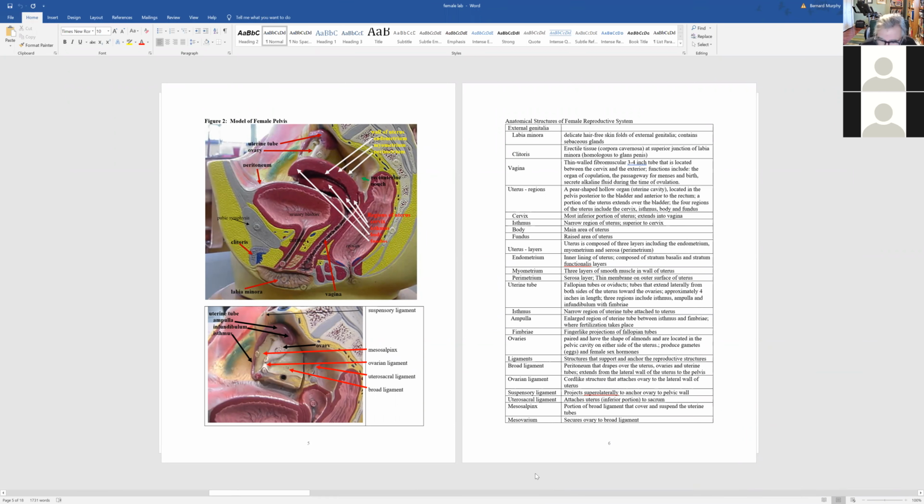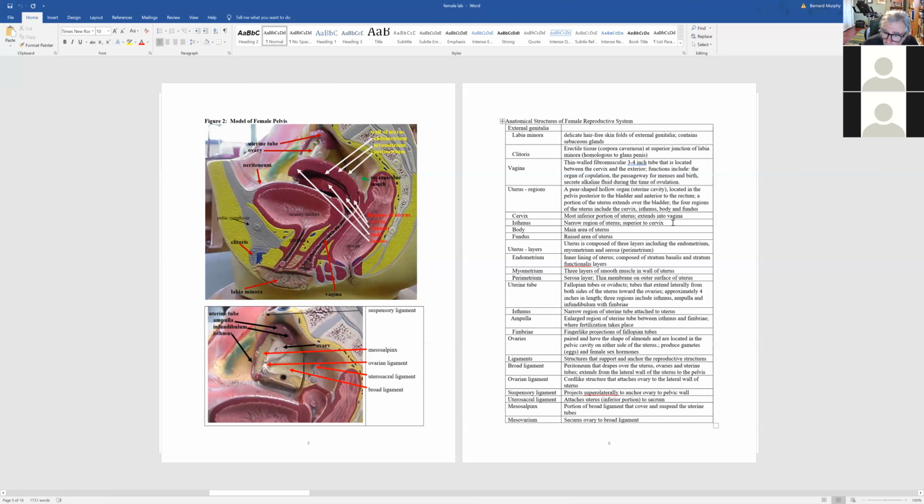Ah, here it is. Suspensory ligament projects superolaterally to anchor the ovary to the pelvic floor. Don't even worry about that one. It's not even listed on here. So forget about the suspensory ligament. Just the mesosalpinx, ovarian, uterosacral, and broad. We're not even going to do it. They don't even label it.